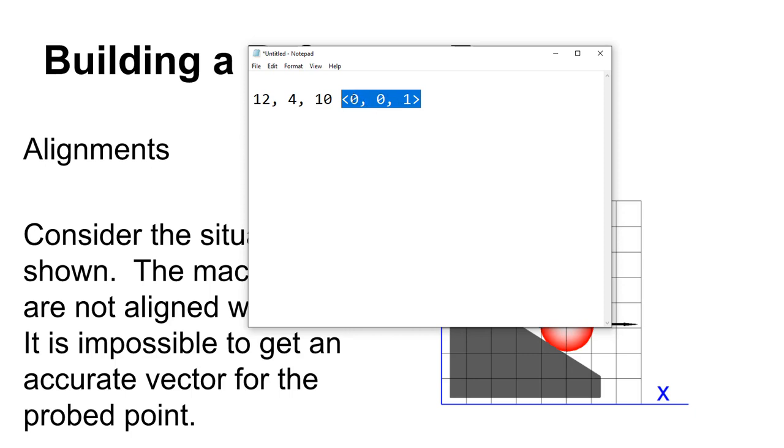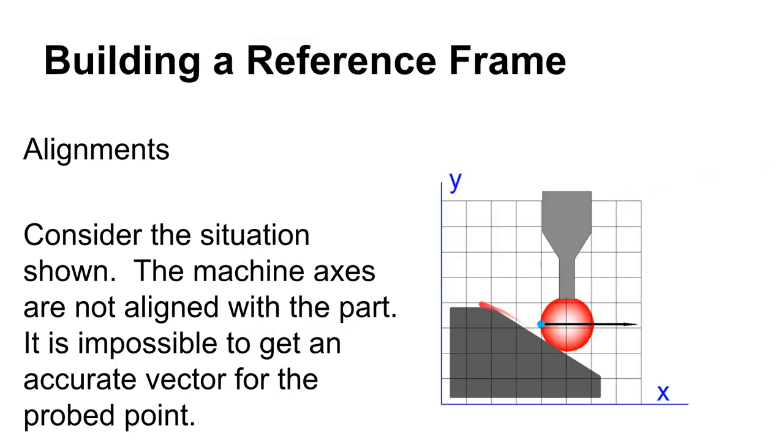Well, this is our I, and that aligns with the x-axis, and it's not at all aligned with the x-axis. It's not at all aligned with the y-axis, but it's pointing straight up. All right, and since the vector is pointing up, that means that the probe was traveling down when it touched the surface. So this tells us that this point at X, Y, Z 12, 4, 10 is located on the top of the part.